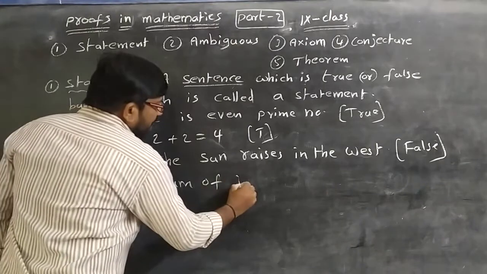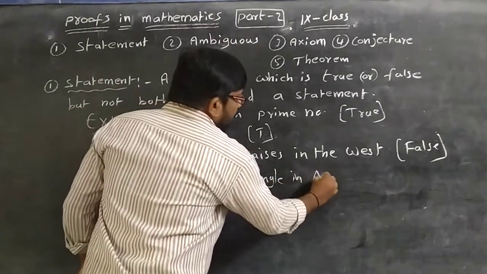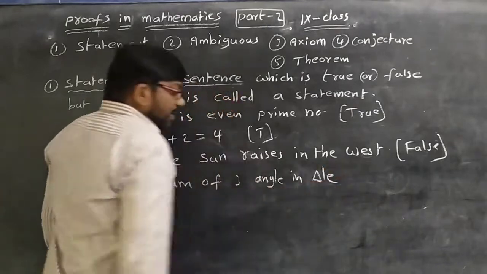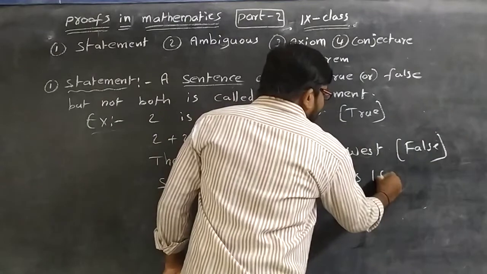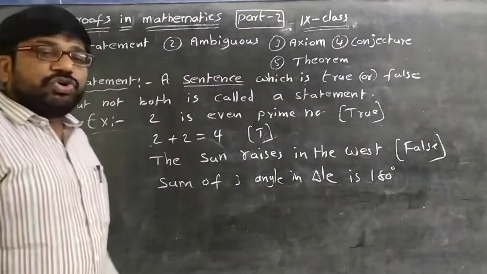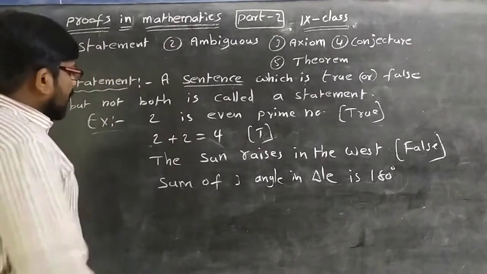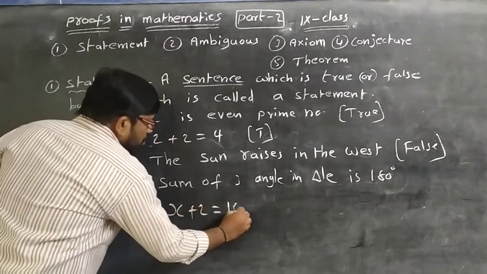The sum of 3 angles in a triangle is 180 degrees. Yes, it is a statement, a true statement. And next, x plus 2 is equal to 10.